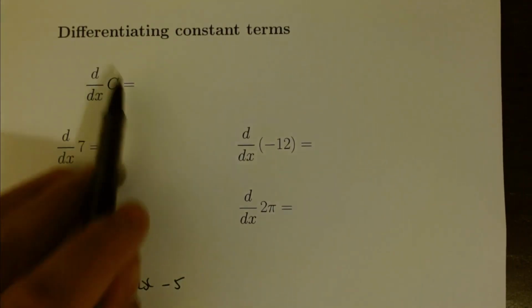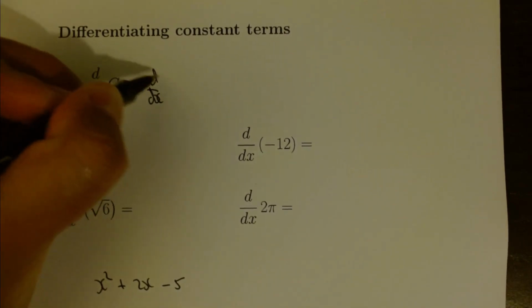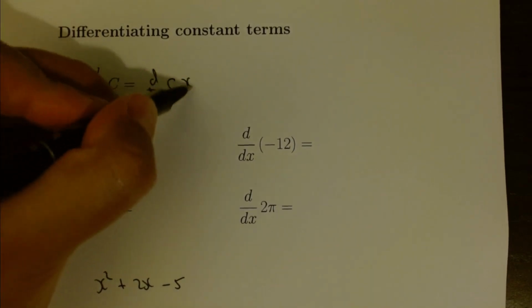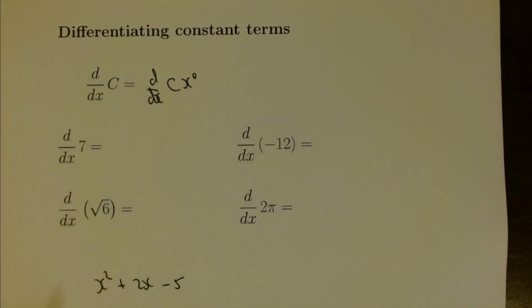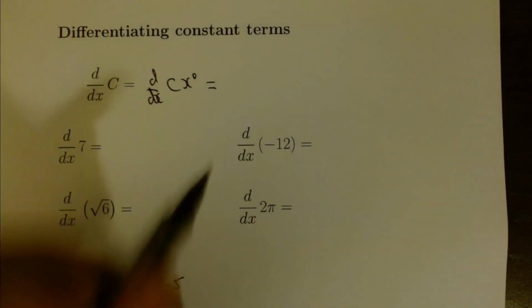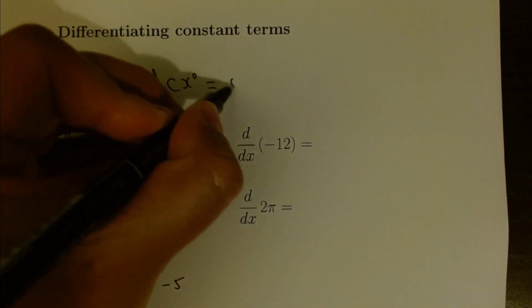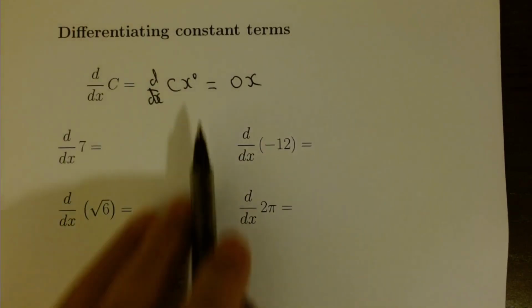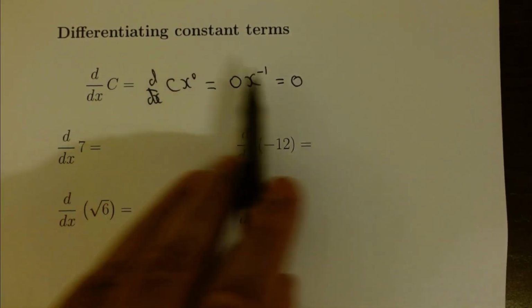So in order to differentiate this, I can add an x to the 0 in there. Let me just rewrite that. So that becomes the derivative of cx to the 0. They're the same thing because that's just c times 1. They're identical. But now we can use the previous rule. The 0 comes down and multiplies the c to give us 0 times x, and then you minus 1 off the power, which gives you a minus 1. But 0 times anything is always 0. So the derivative of c, where c is any number, is 0.